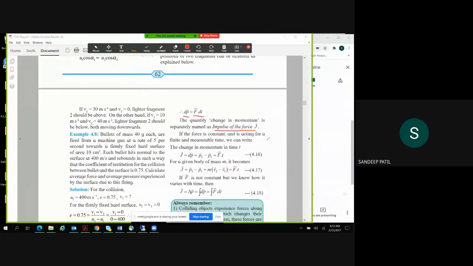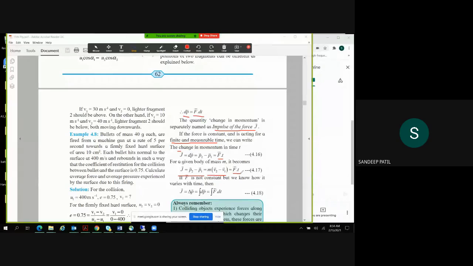If the force is constant and is acting for a finite and measurable time, we can write the change in momentum in a time t. So the impulse of this force we can write in terms of force into time. The main thing is we have to measure this time. If it is a finite and measurable time, then we can calculate the momentum. For a given body of mass m, P2 minus P1 is equal to m(V2 minus V1). That is force into time.